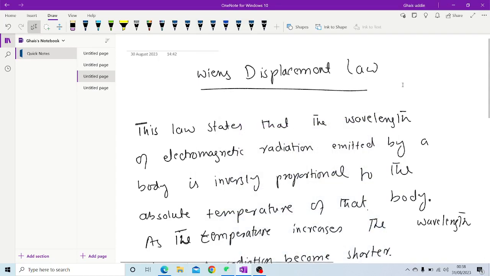Bismillahirrahmanirrahim. Today we are going to discuss Wien's displacement law. What is this law about?